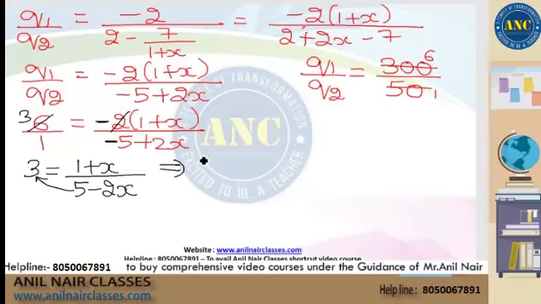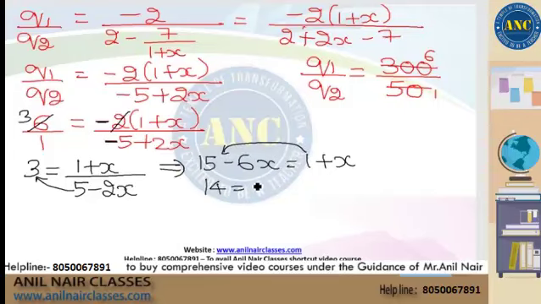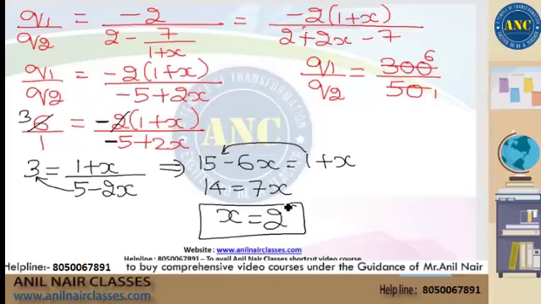3 into 5 is 15. Minus 3 into 2x is minus 6x, is equal to 1 plus x. 15 minus 1 is 14, equal to minus 6x comes to the right hand side. It becomes 6x plus x, 7x. x is equal to 14 by 7. The value of x, which they are asking in the question, is nothing but equal to 2.